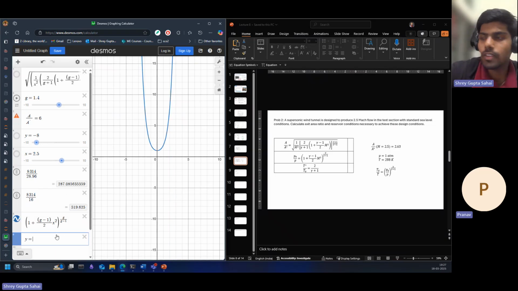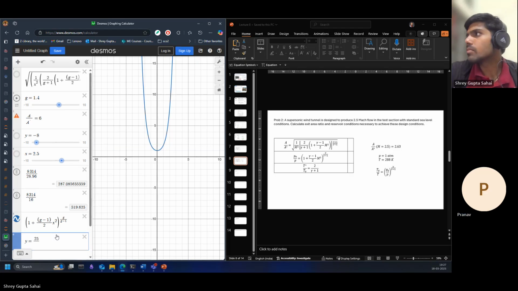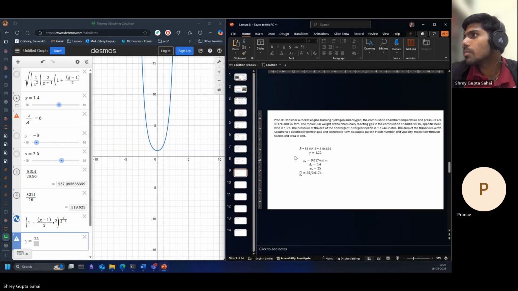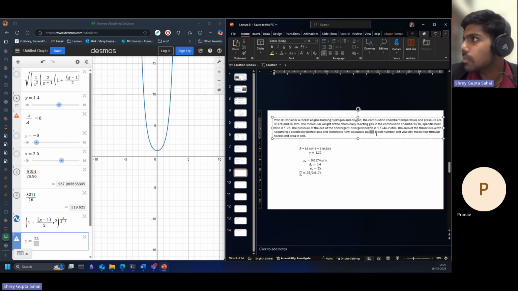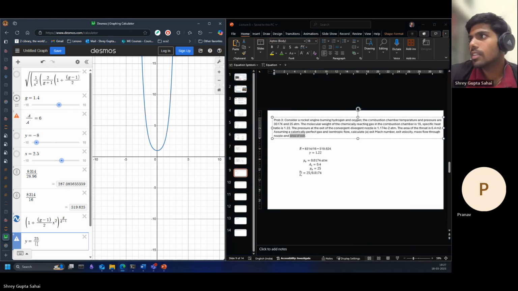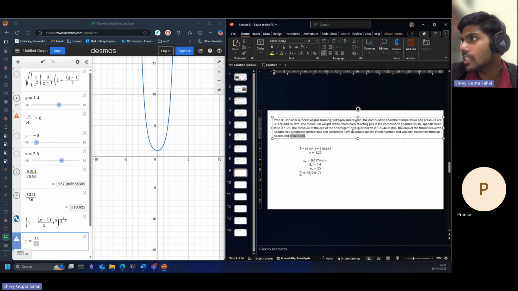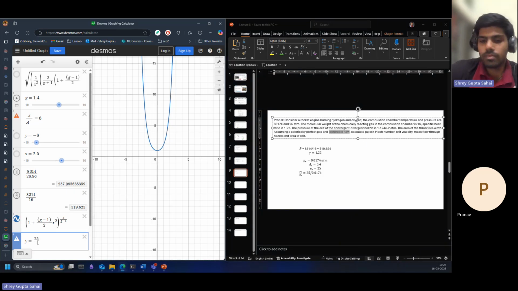And Sir, what was I supposed to find in this question? Oh, the question is a couple of things. We need to find the exit Mach number, exit velocity, flow rate, and the exit area. Because it's given that the flow is isentropic, we can use the isentropic relation.